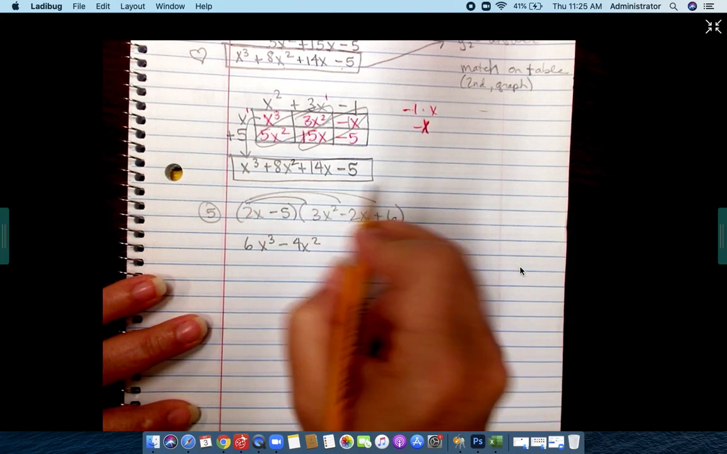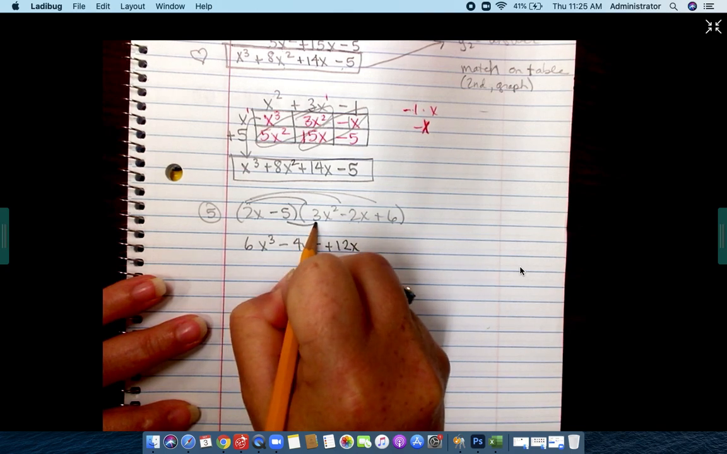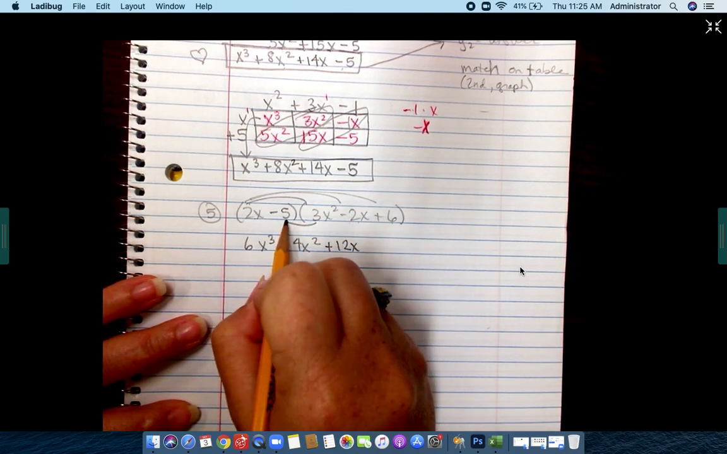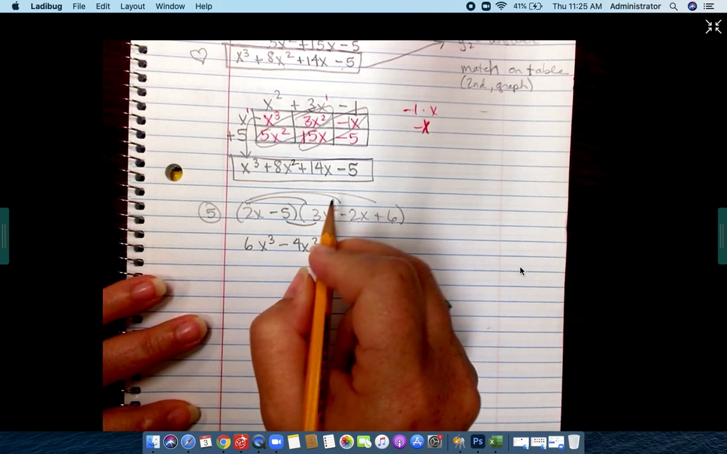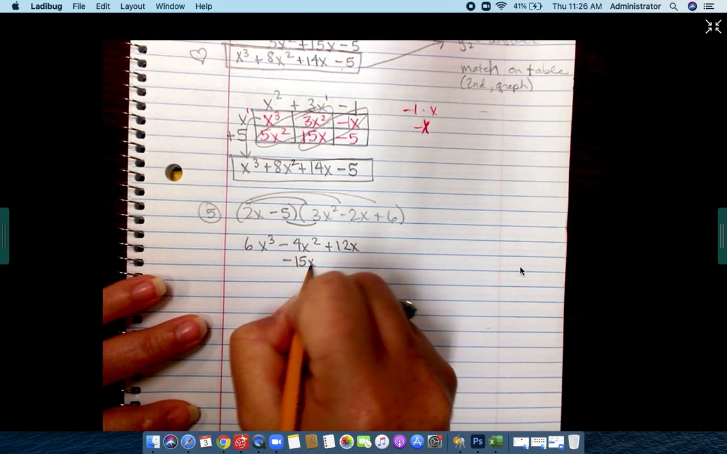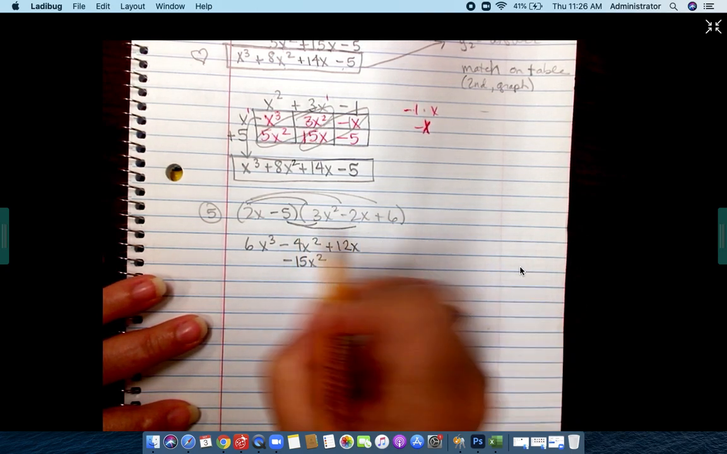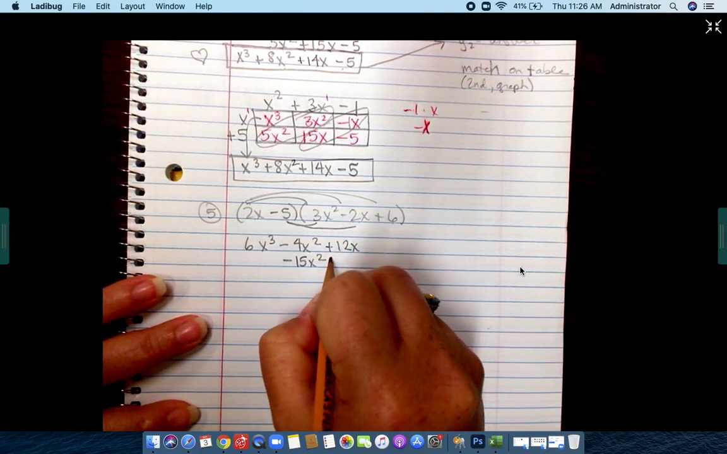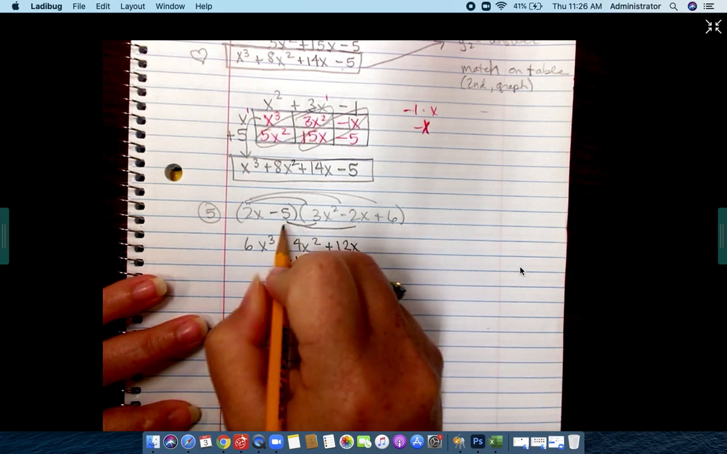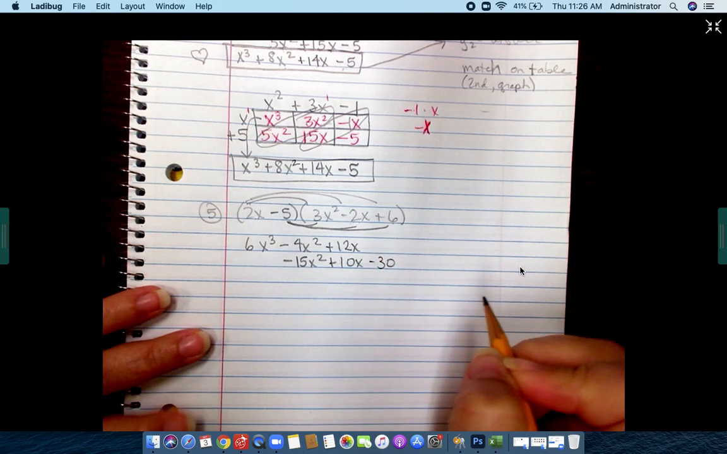2x times 6 is 12x. Then I'm going to take my negative 5 and distribute it. Negative 5 times 3x squared is negative 15x squared. I'm going to put it under here because I have another x squared term. Negative 5 times negative 2x is positive 10x. And then negative 5 times 6 is negative 30.